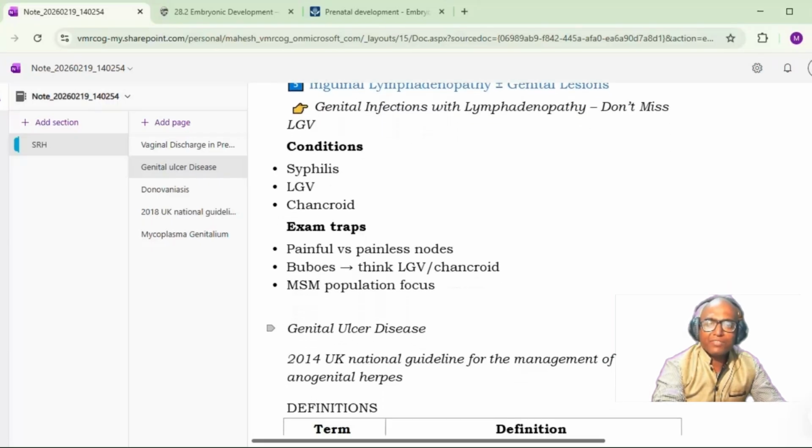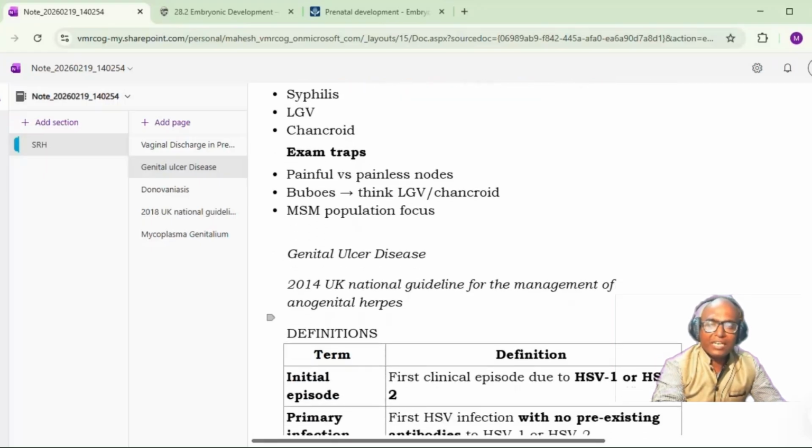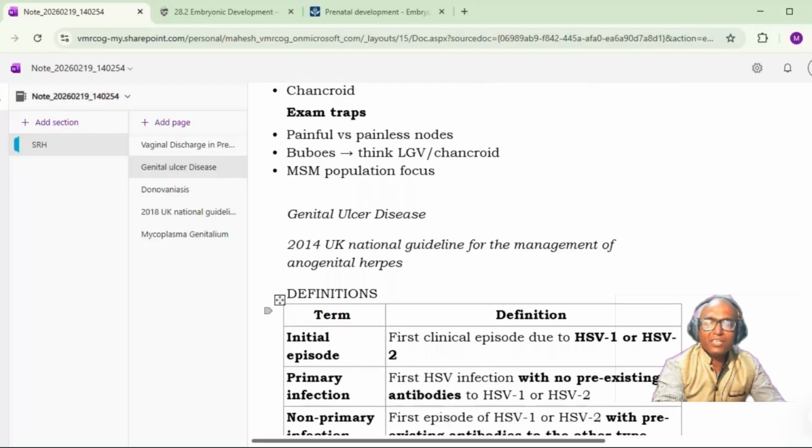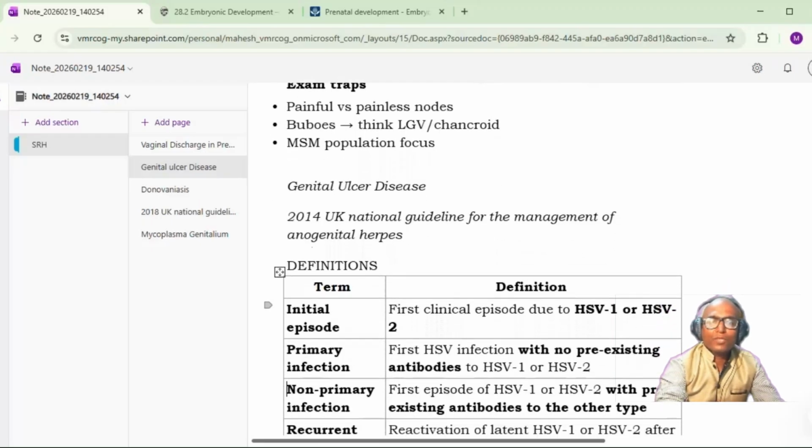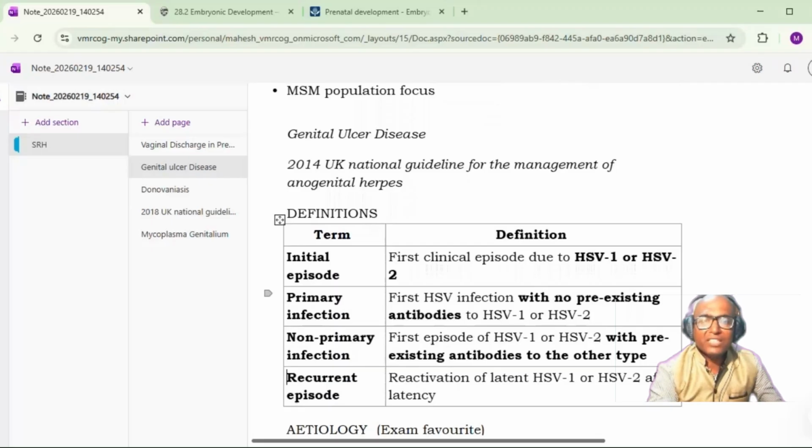So what are the points by which we will differentiate, whether it is painful or painless? If there is bubo formation, then we will think about LGV or chancroid. And it happens most commonly in the MSM population. Okay, now we will start with genital herpes. So we begin with genital ulcer disease.